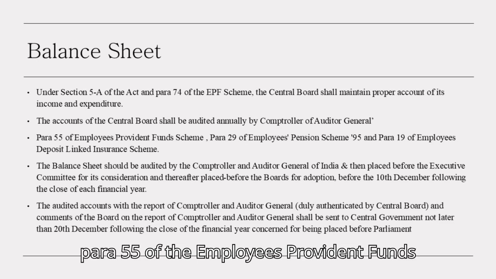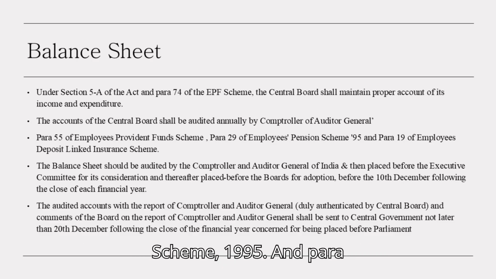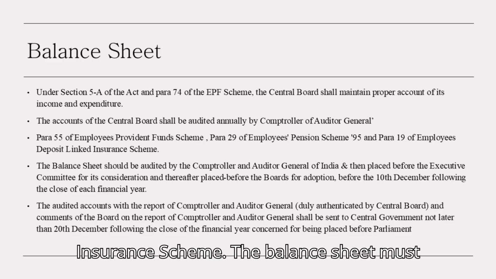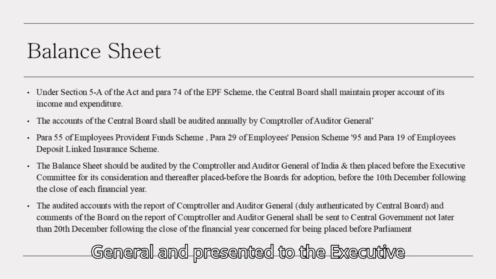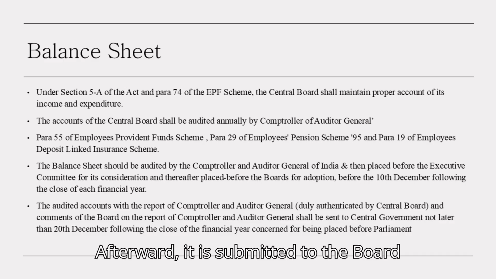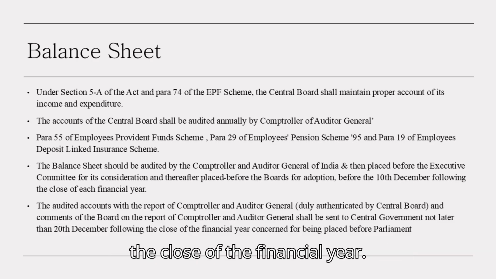As per Para 55 of the Employees Provident Funds Scheme, Para 29 of the Employees Pension Scheme 1995, and Para 19 of the Employees Deposit Linked Insurance Scheme, the balance sheet must be audited by the Controller and Auditor General and presented to the Executive Committee for review. Afterward, it is submitted to the Board for adoption by 10th December, following the close of the financial year.